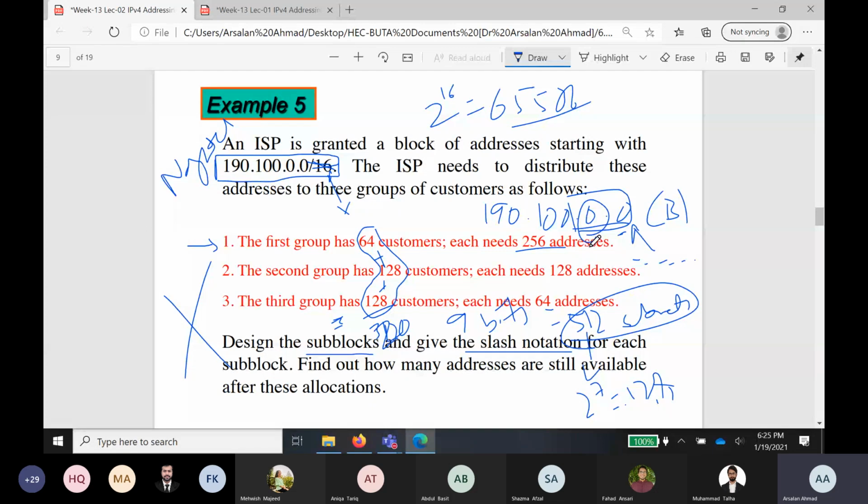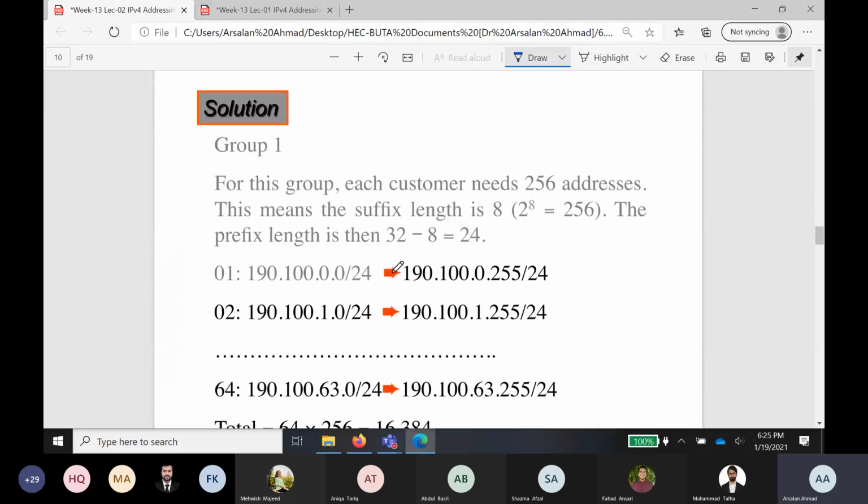In our case, we will be approaching the problem from the point of view of how many addresses are being demanded, which means from right to left. So we will just leave that many bits which are required in the host ID portion. That's why, when we are giving addresses to group 1, we check that each customer in this group needs 256 addresses. So for 256 addresses, let me leave 8 bits for the host ID portion. The suffix length of 8 bits is enough because 2 raised power 8 is 256, which is the requirement of all customers in this group.